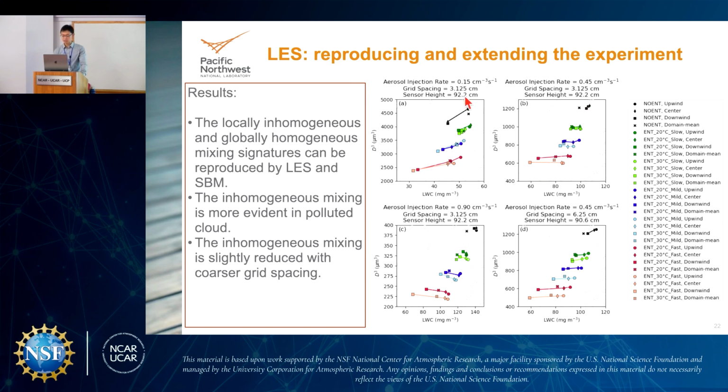For different aerosol injection rates, we found that when the aerosol injection rate is lower, the mixing appears to be more homogeneous. But when it is higher, or the cloud is more polluted, the signature appears to be more inhomogeneous. And for different grid spacing, we found that when the grid spacing is coarser, the mixing signature becomes a little bit more homogeneous, again because everything within the grid spacing is well mixed.